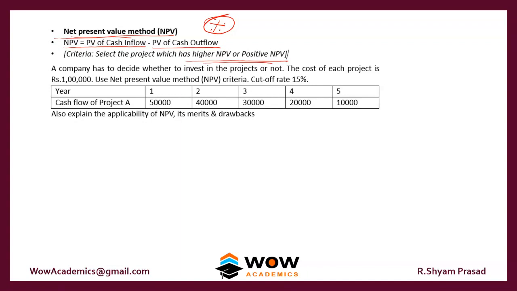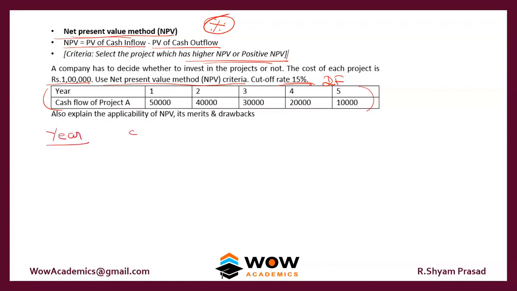A company has to decide whether to invest in a project or not. The cost of the project is 1 lakh. Use the NPV method criteria. The cutoff rate is 15%. Just like the discounted payback method, we have the cutoff rate. So this cutoff rate is the discount factor. And the project has cash flows of 5 years. So here you have to take all the 5 years cash flows into account, then only you will get the answer. So we'll start.